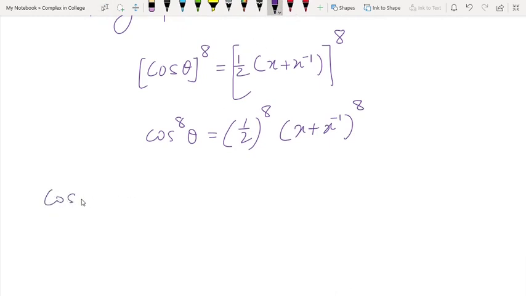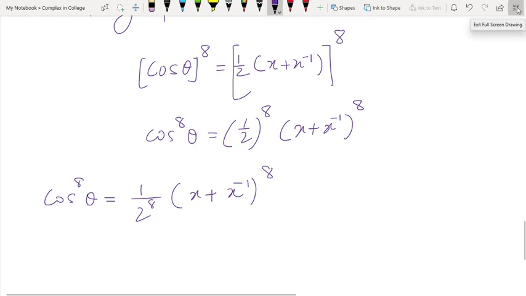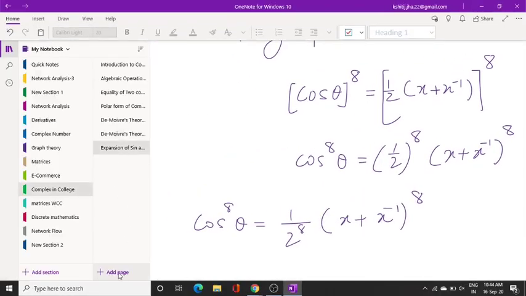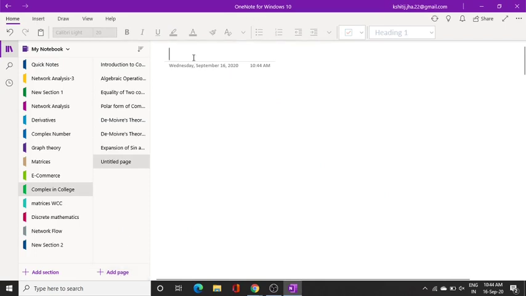Cos raised to 8 theta is equal to 1 upon 2 raised to 8. Now here we have x plus x raised to minus 1 raised to 8. So we will expand this. We need to expand it using, if you remember, the binomial theorem. We will expand it in the form of the binomial theorem. So there we require two different concepts: the one is the binomial theorem and the other is the Pascal triangle. So let me explain once the binomial theorem and the Pascal triangle.